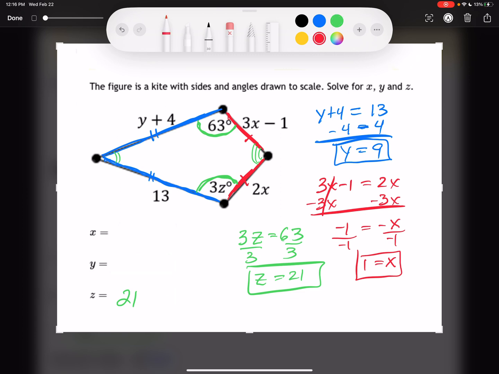That's it. So as you write your answers in, we're going to say 21 for the z, 1 for the x, and then 9 for the y. Good luck getting through your questions, and hopefully you can get your 3 answers just as easily.